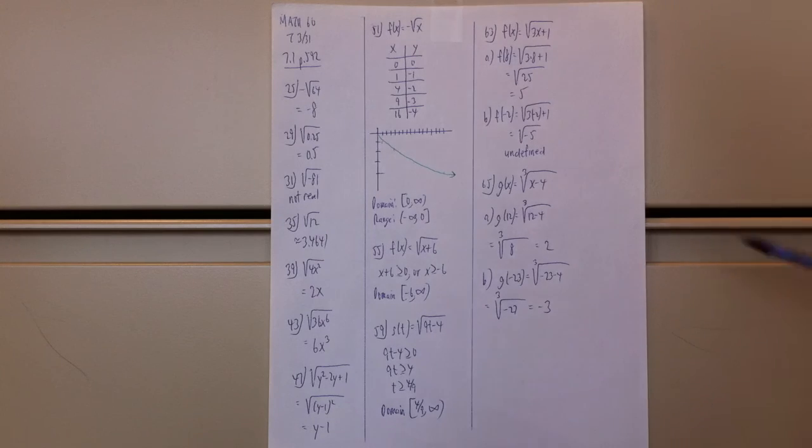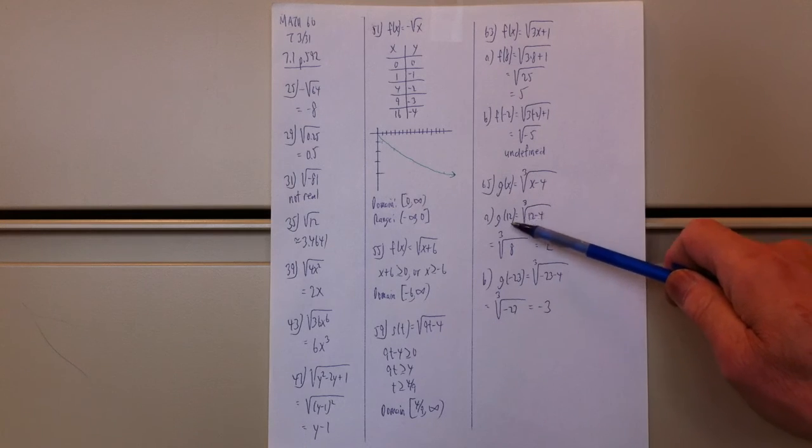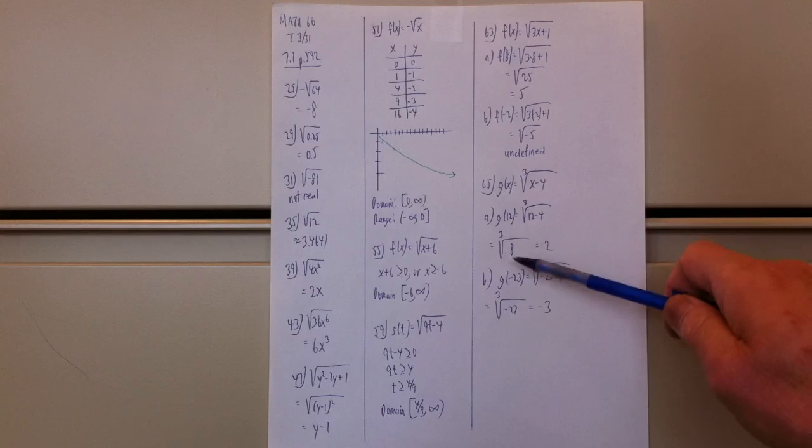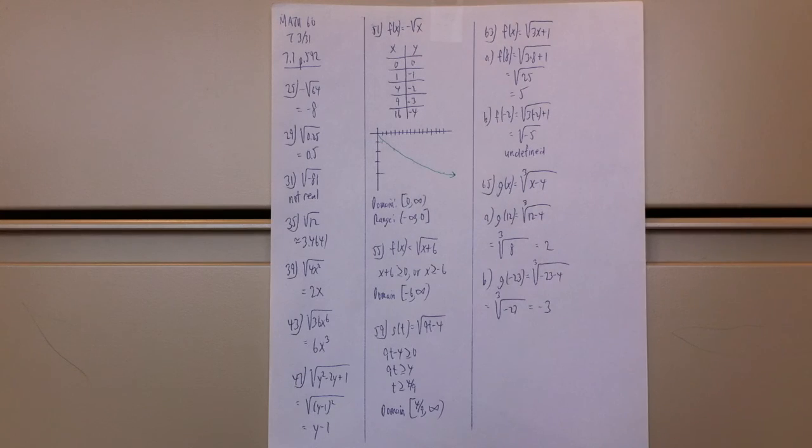Finally, for 65, g of x is the cube root, not square root, but this 3 means a cube root of x minus 4. So g of 12, so I plug in 12, cube root of 12 minus 4. 12 minus 4 is 8. And now I want the cube root of 8, not the square root of 8, which is actually not a nice number. It's something like 2.8. But the cube root of 8 is a nice number. It's 2. We're asking what number cubed, what number times itself 3 times, will come back with 8. And that number is 2, because 2 cubed, or 2 times 2 times 2, is equal to 8.